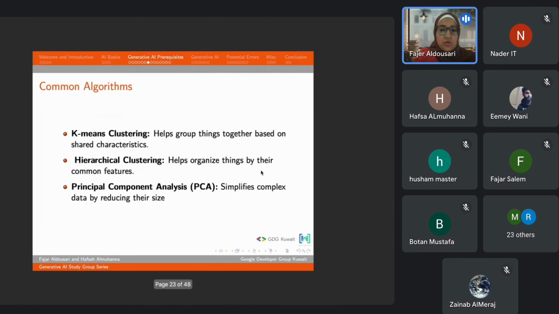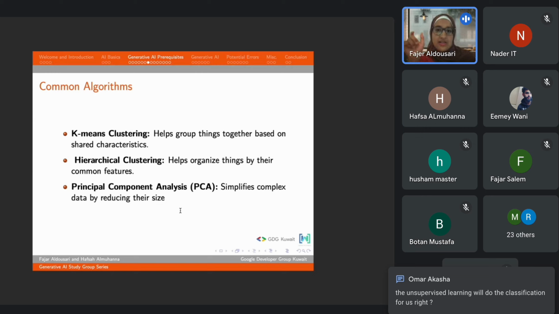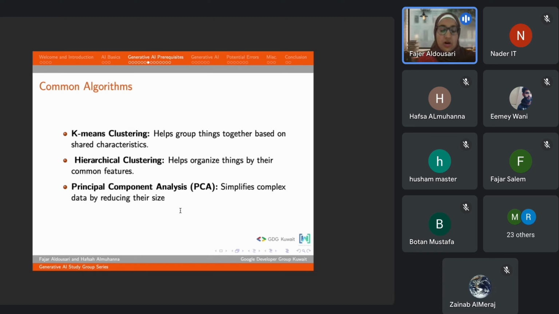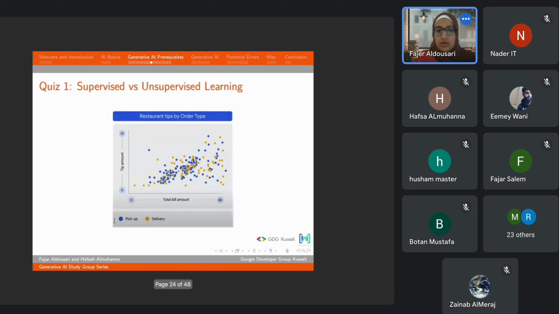And so hence the term clustering. Clustering is another type of common algorithm. You've got different types of clustering: k-means clustering, hierarchical clustering. Those are common algorithms, but again, don't worry too much about them. It's just to give you an overview of what is out there in terms of algorithms.